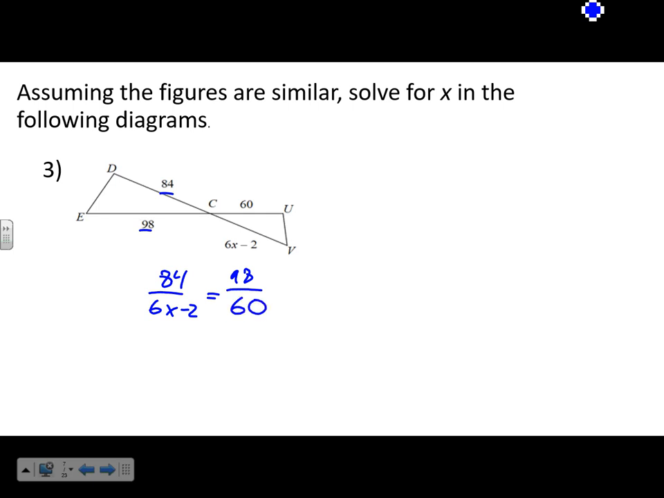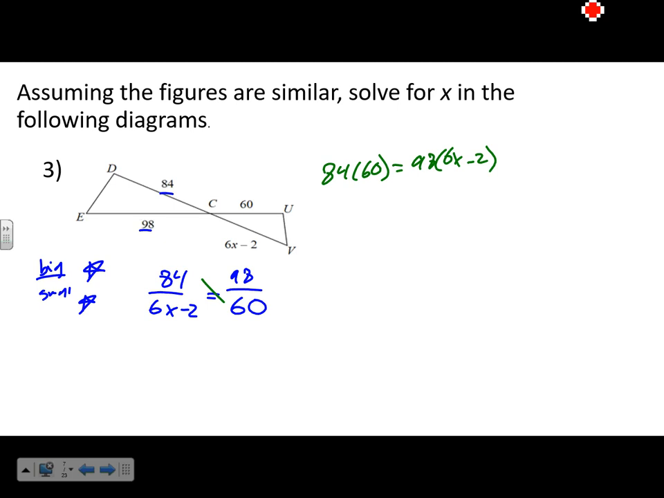But I think it's a lot easier if you stick to that, where we have one triangle on top, one triangle on bottom. Either label it big and small, whatever you need. You don't have to label it, but as long as you're consistent, I think that's the biggest thing. So we cross multiply. We have 84 times 60 is equal to 98 times 6x minus 2.